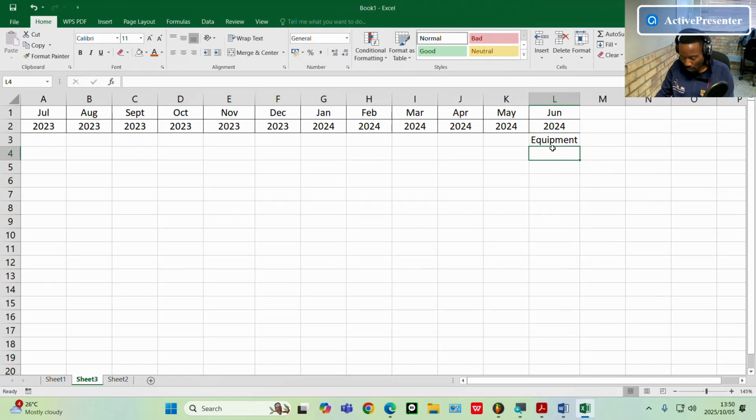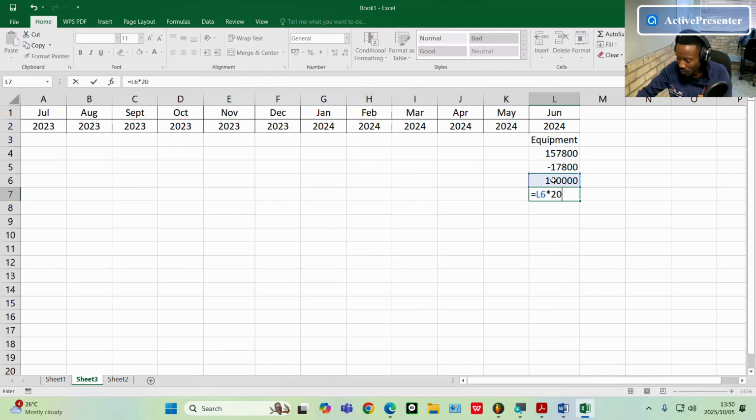Okay, now how do I go about doing this? As I said, I will take the amount of equipment from the trial balance, and then I'll minus the 17,800. That's how the diminishing balance method works. So once you minus the two, you then get an amount of 140,000. Then you just take that amount, you multiply it by 20%. So this is the depreciation for equipment. Let me write it this side. Depreciation for equipment. So this is the final amount.